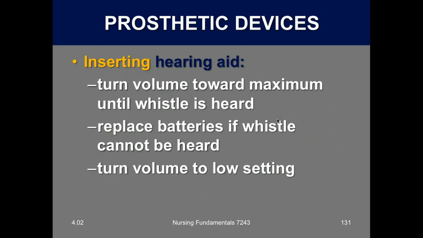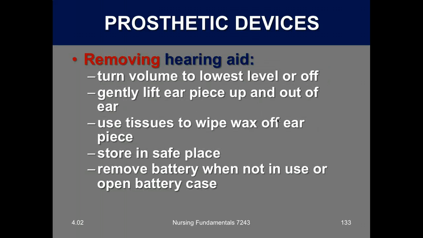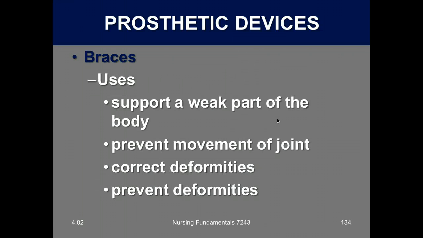Inserting the hearing aid, turn the volume toward the maximum until the whistle is heard. Replace the batteries if the whistle cannot be heard. Then turn the volume to low setting. Gently insert the earpiece into the ear canal and adjust it for comfort. Loop over the ear for over-the-ear models. Adjust the volume to the resident's satisfaction. When you remove the hearing aid, turn the volume to the lowest level or off. Gently lift the earpiece up and out of the ear and use tissues to wipe the earwax off of the ear. Store in a safe place and remove the battery when it's not in use.